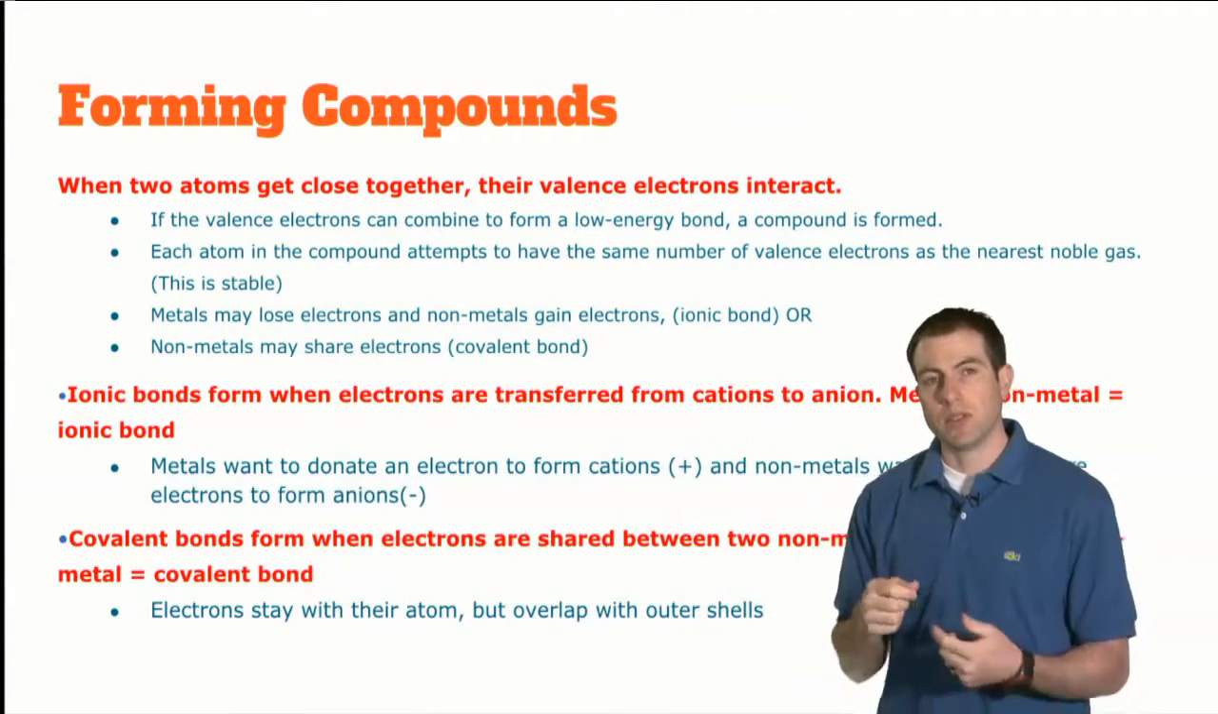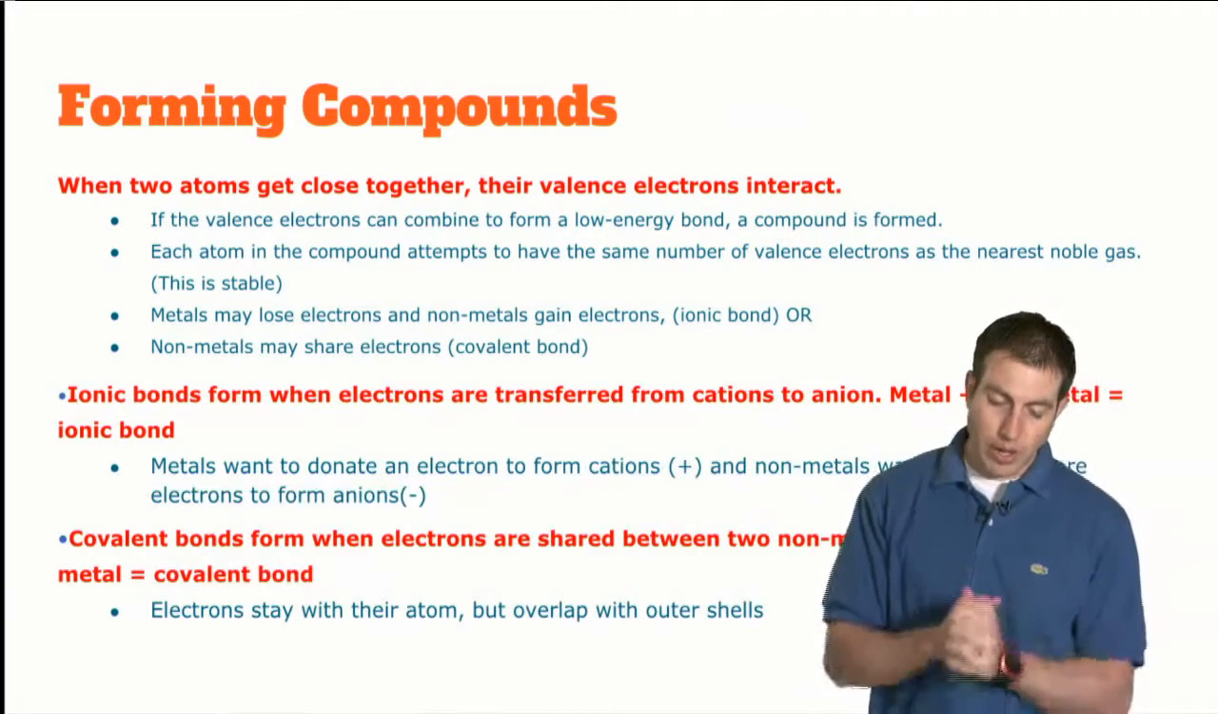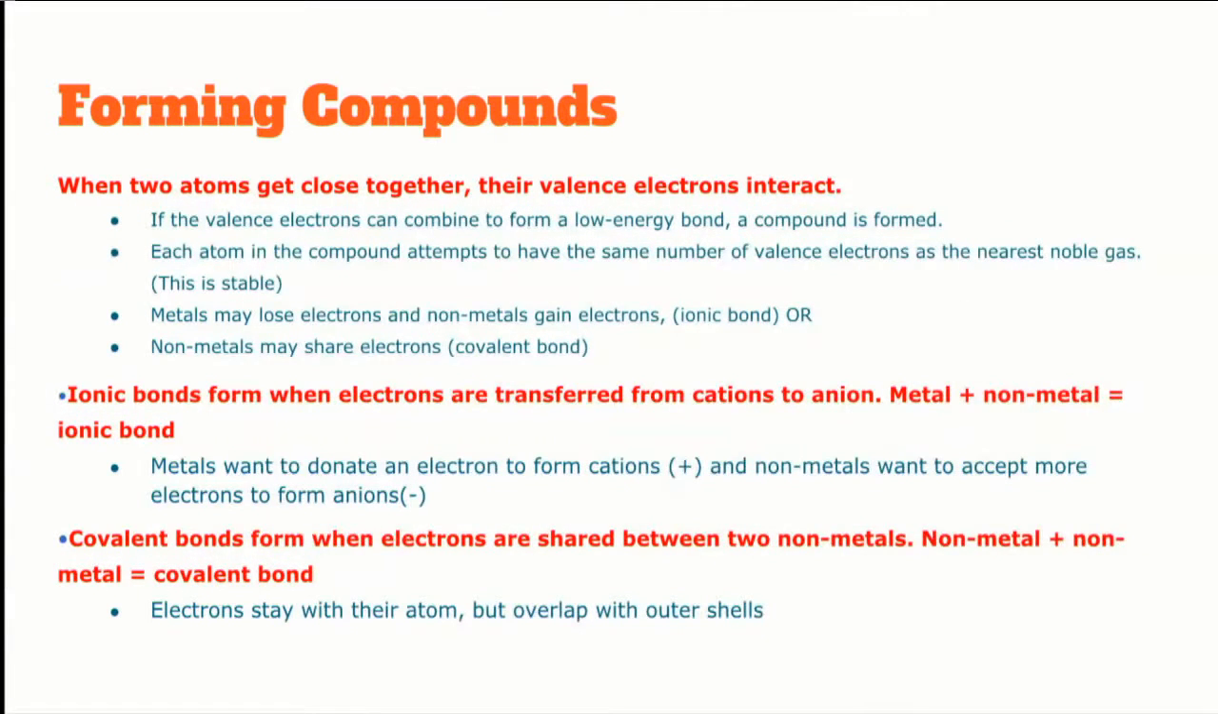There's two types of bonds, so we can talk about ionic bonds and covalent bonds. An ionic bond forms when electrons actually get transferred from one atom to the next, and you get positively charged atoms, or ions, I should say, and negatively charged, and they stick together because positives and negatives attract.